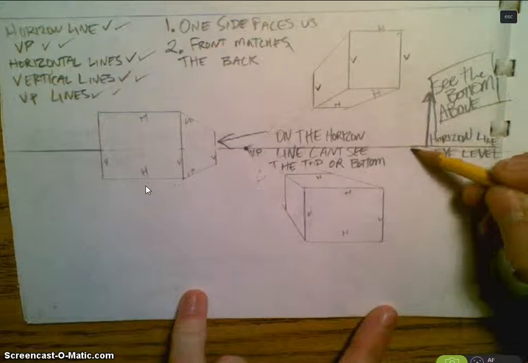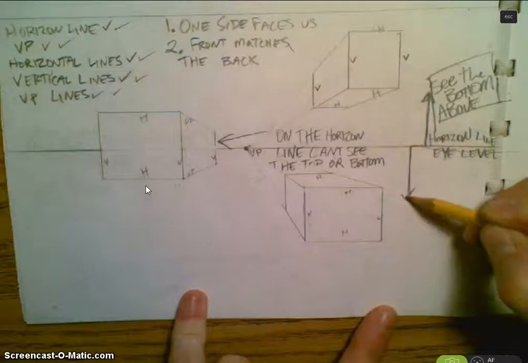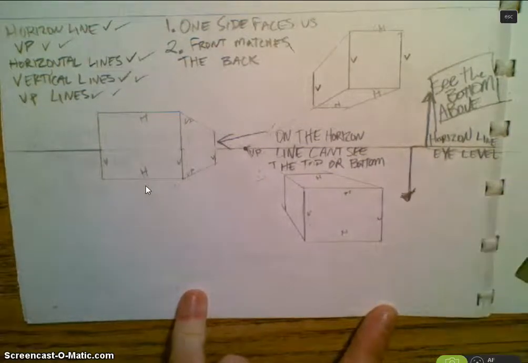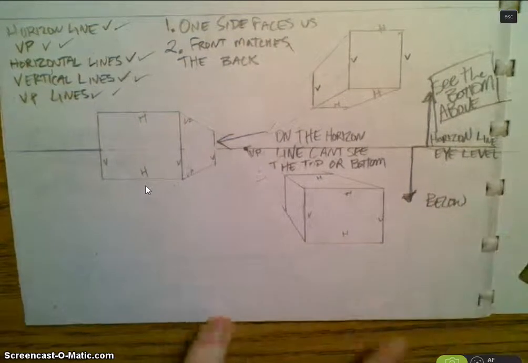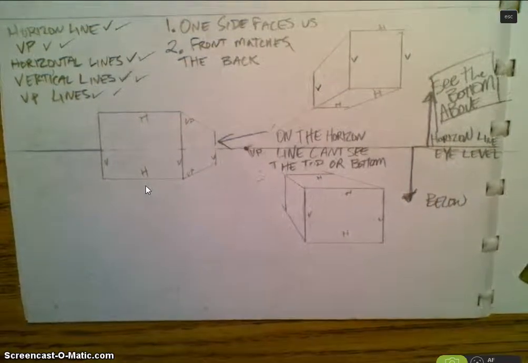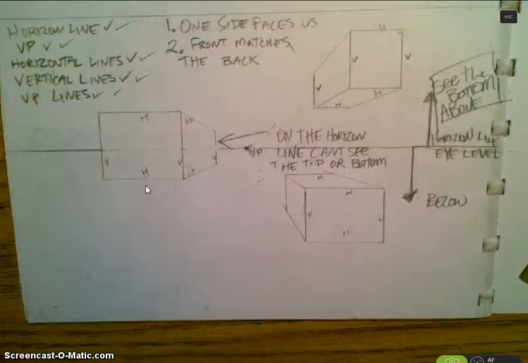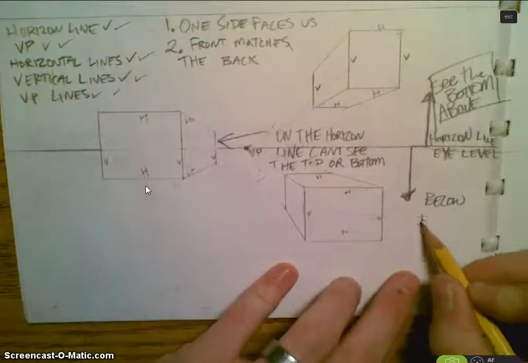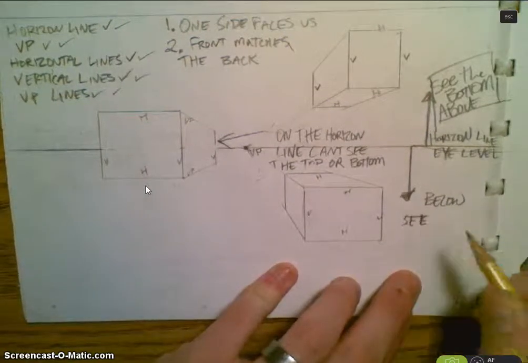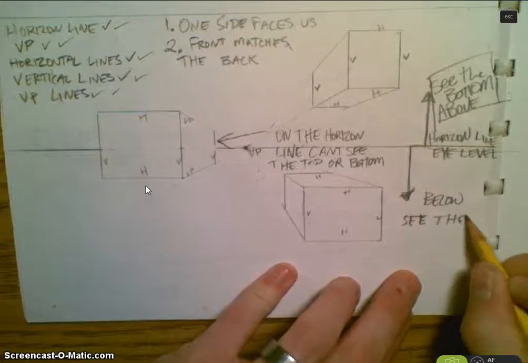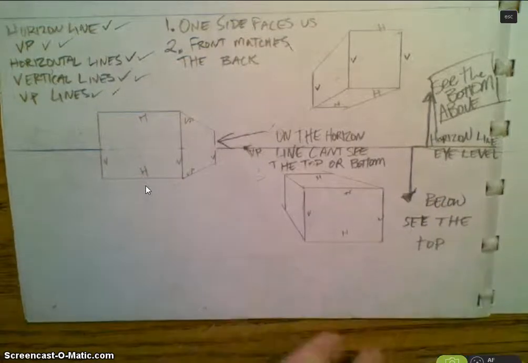Okay, so if it is below the horizon line, what do we see? What part of the box do we see? Yeah, the top. We see the top if it's below.